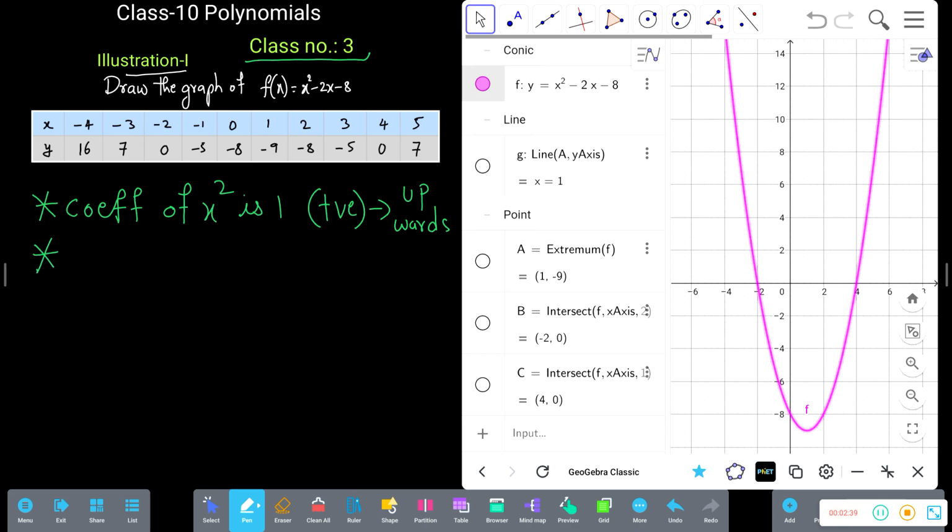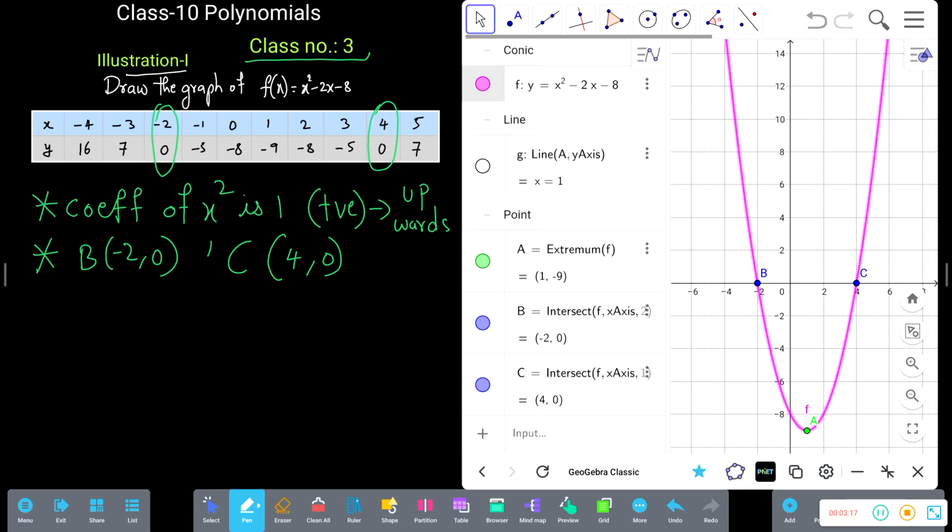Now the second point. This point we all know. The points of intersection of the parabola with the x-axis, where it is intersecting: you can see the point B, that is, point B is minus 2, 0. And next point C. What is the point C? 4, comma 0. So here minus 2, 0 and 4, comma 0. These are the zeros of this polynomial.